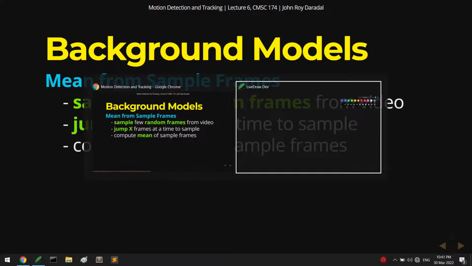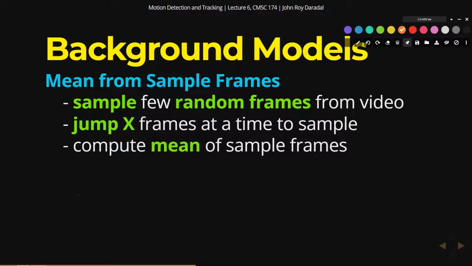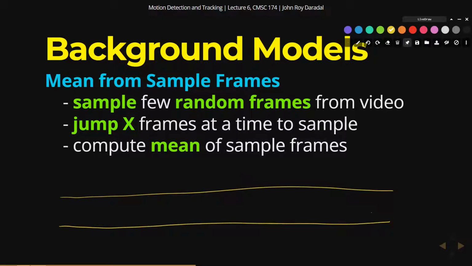So how will that look like? Let's say this is your video clip. Let's say that you have maybe 1000 frames in the video, and maybe I want to get 50 sample frames. So what I can do is 1000 over 50, which is how much? 20, right?